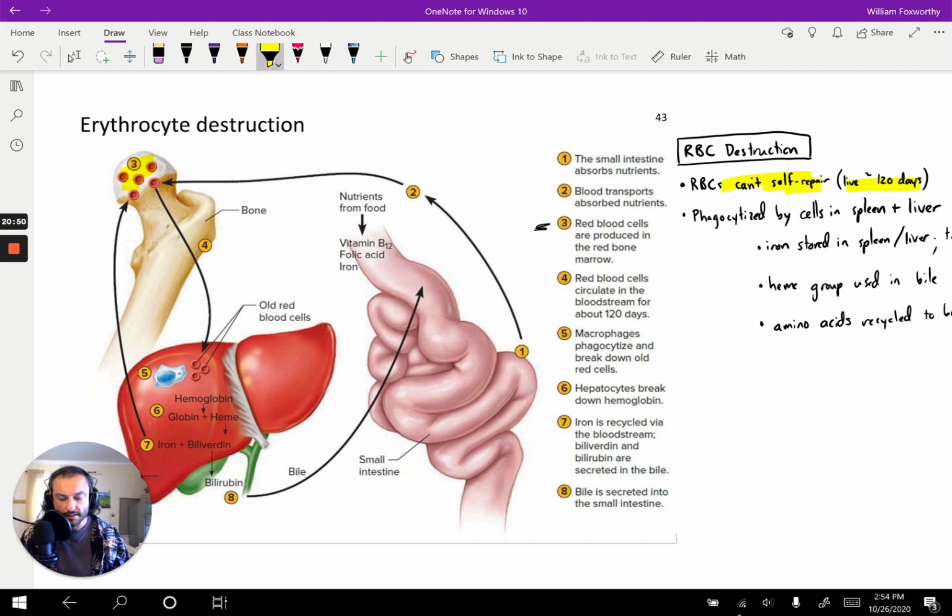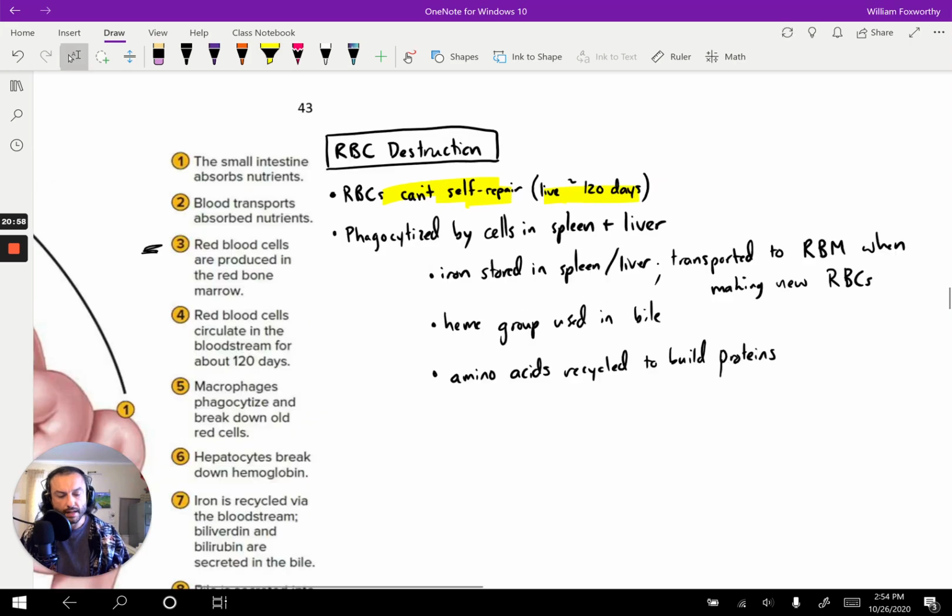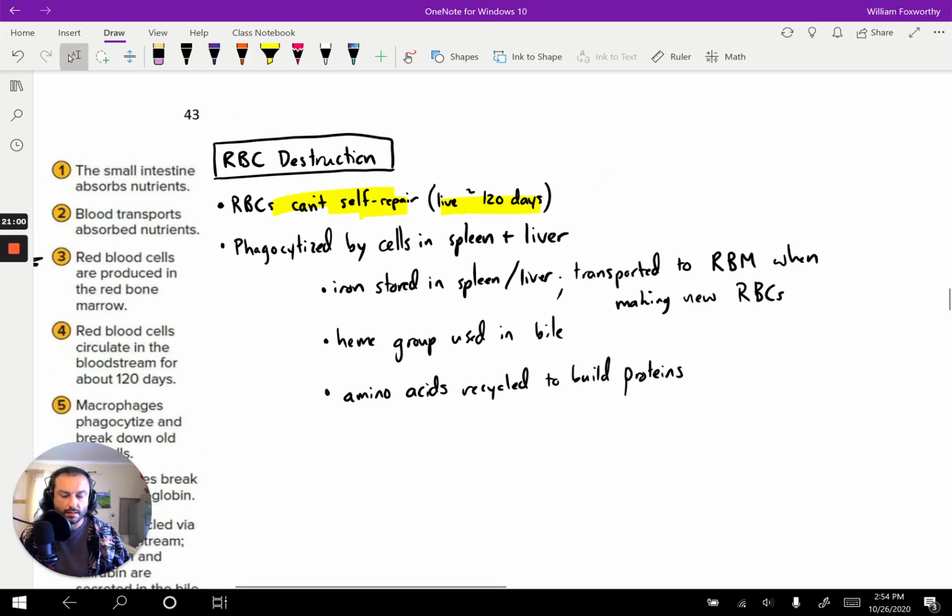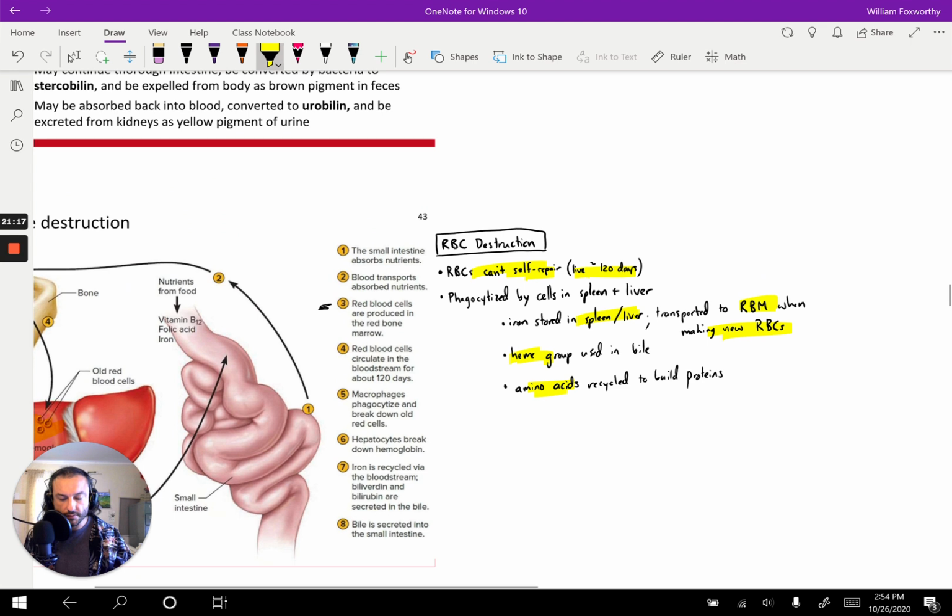And then finally you have macrophages in your liver and spleen that are going to break down those red blood cells. The iron from the red blood cells is going to be stored in the liver and spleen, and then it'll be transported back to your red bone marrow when you need it to make more red blood cells. The heme group is used to make bile, and then the amino acids are going to be recycled to build new proteins.